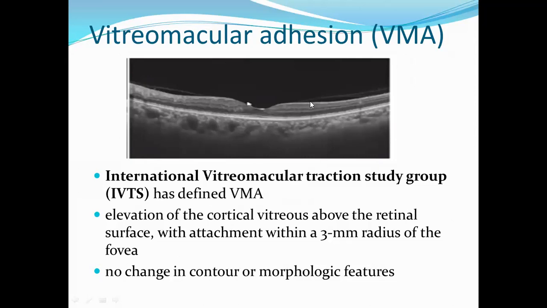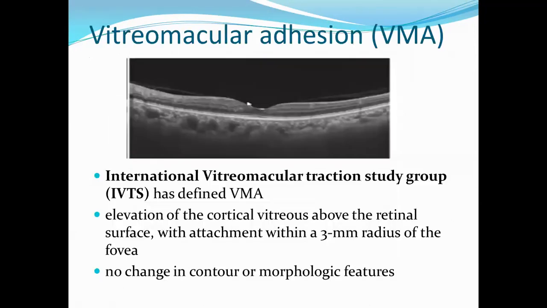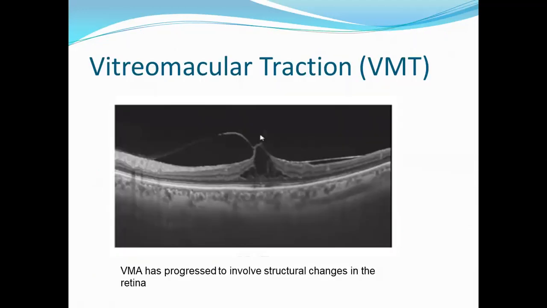So fovea से आपका ये जो cortical vitreous है ये separate हो गया है, perifovea से separate हो गया है, which is sort of attached to the central 3 millimeter of the radius of the fovea with normal foveal contour and normal architecture. On the contrary, perifoveal separation of the posterior cortical vitreous यहाँ से separate हो गया with attachment in the central 3 millimeter zone of the fovea with distorted retinal architecture. So if the retinal architecture is distorted, we call it a vitreomacular traction. If the retinal architecture and foveal contour are preserved, we call it a vitreomacular adhesion.